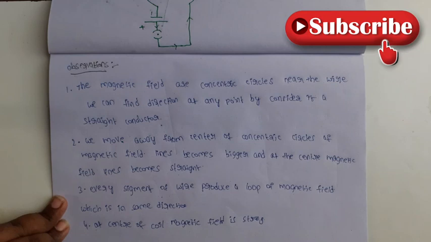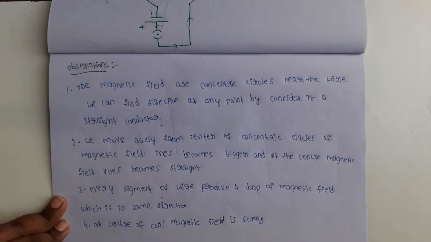So these are the two cases: the magnetic field due to a straight wire, and the magnetic field due to a circular loop. These two topics are very important for your board exams. So please understand the concept and remember it for a long time.